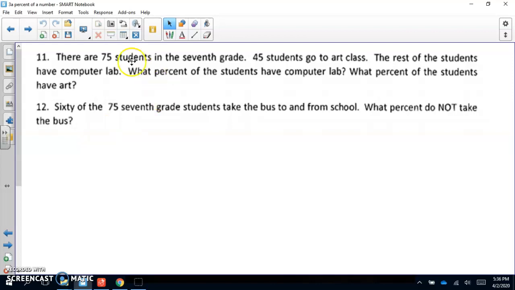All right, well, let's read it first. There's 75 students in the 7th grade. 45 students go to art class. The rest of the students go to computer lab. What percent of the students have computer lab? What percent of the students have art? So 75 students in the 7th grade.